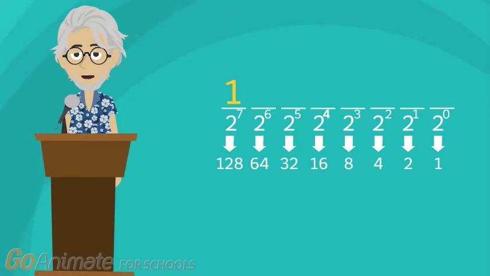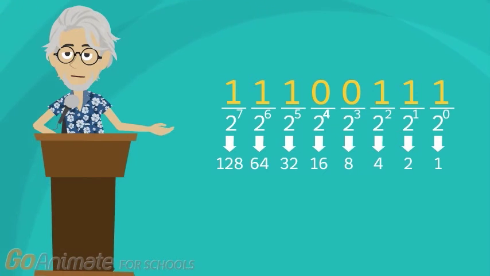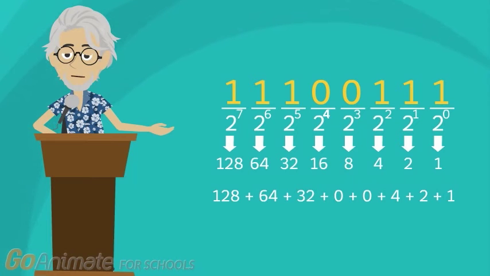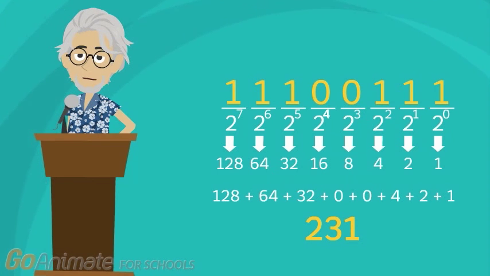Let's say we have 1, 1, 1, 0, 0, 1, 1, 1 in our binary number. What does this mean? This means you have one 128, plus one 64, plus one 32, plus no 16s, plus no 8s, plus one 4, plus one 2, plus one 1. Now we can add these together and see what this number is in decimal. After adding these up, we see this binary number represents 231. In other words, this binary number represents the same number as the decimal 231 that we looked at earlier.